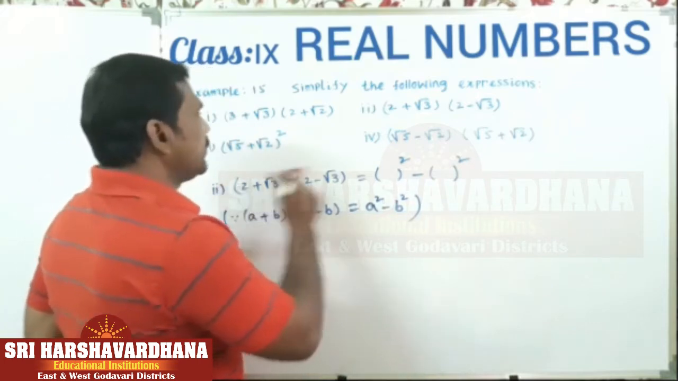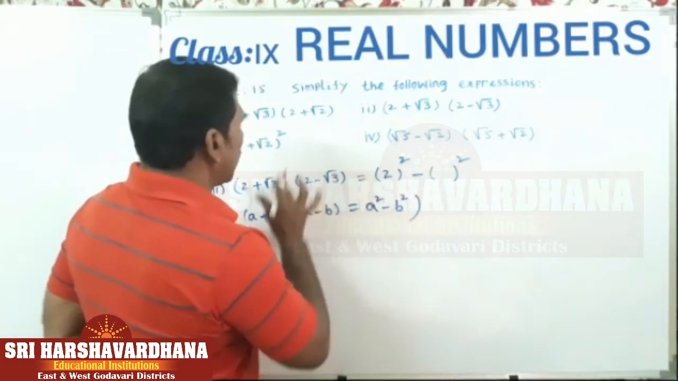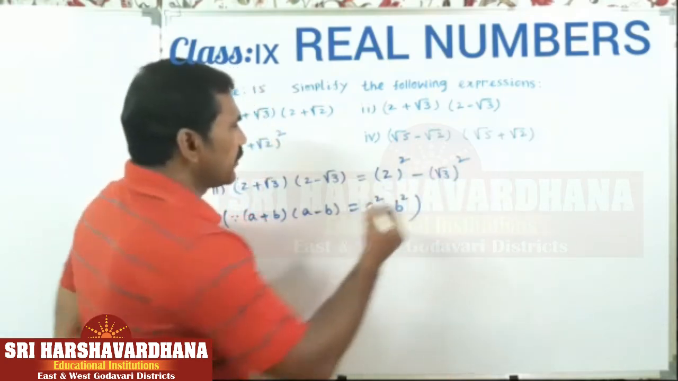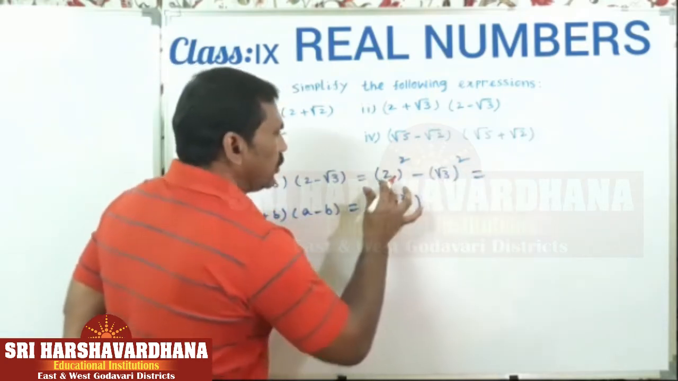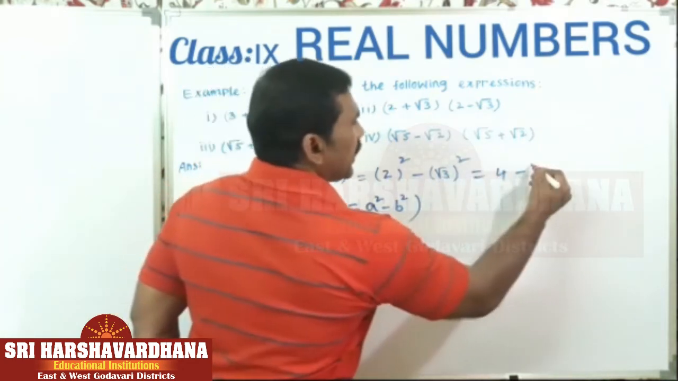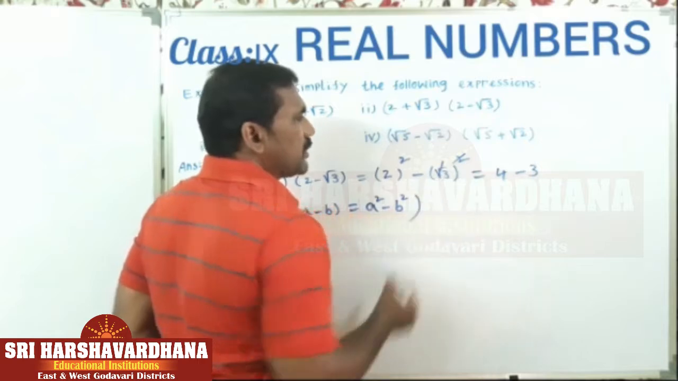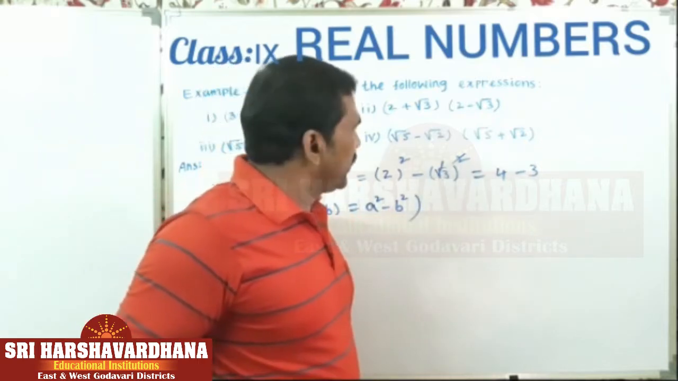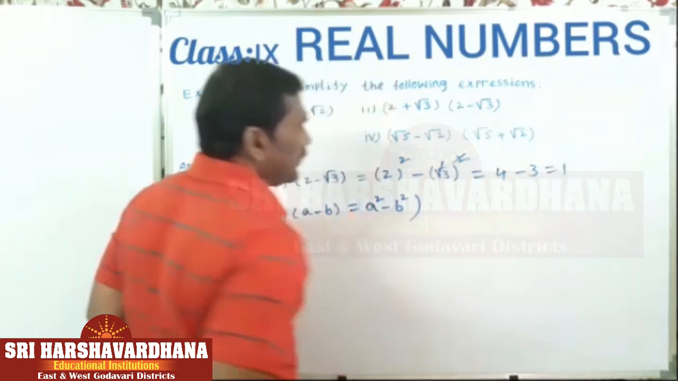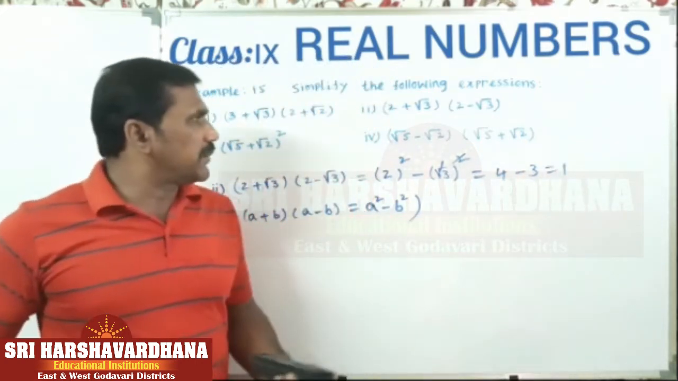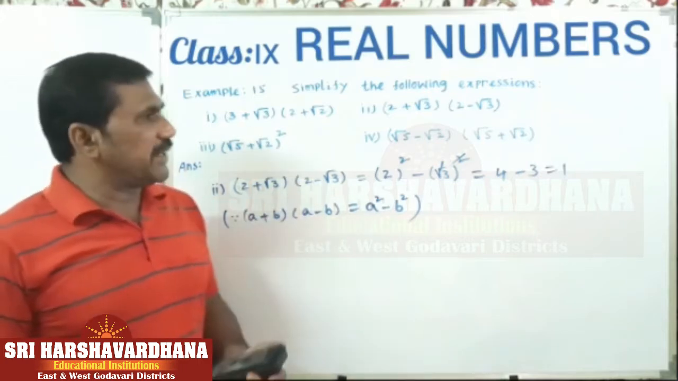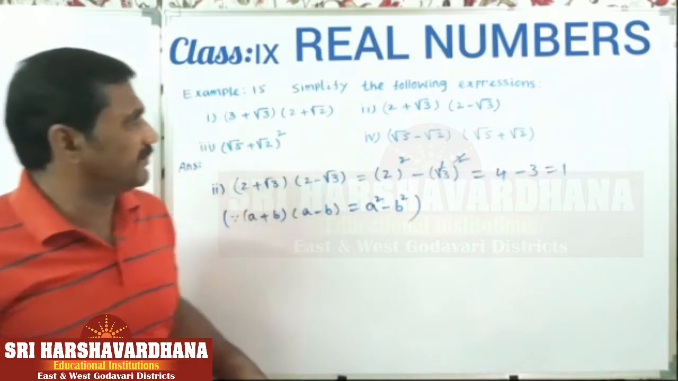What is the first term here? 2. What is the second term here? Root 3. Right? So square of 2 equal to 4. Square of root 3 equal to 3. Why? Because square and root will be cancelled. Right? Equal to 1. Like that we have to solve. Okay, up to here write down in your notebook.